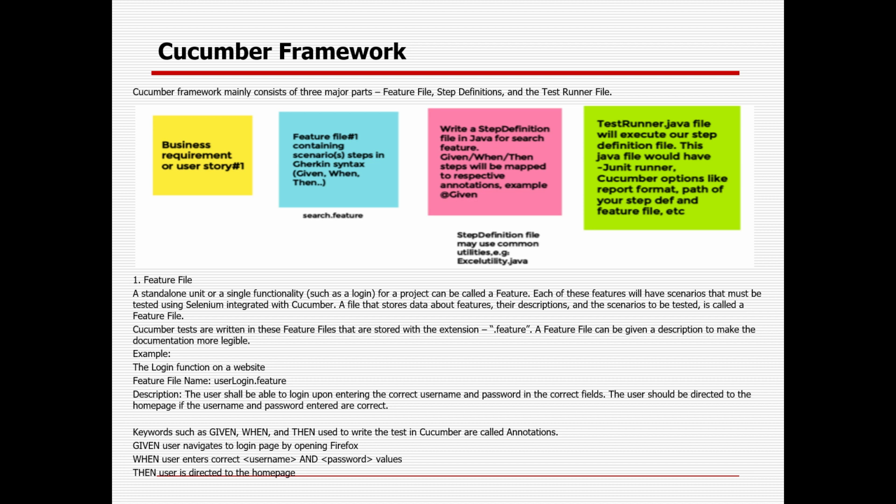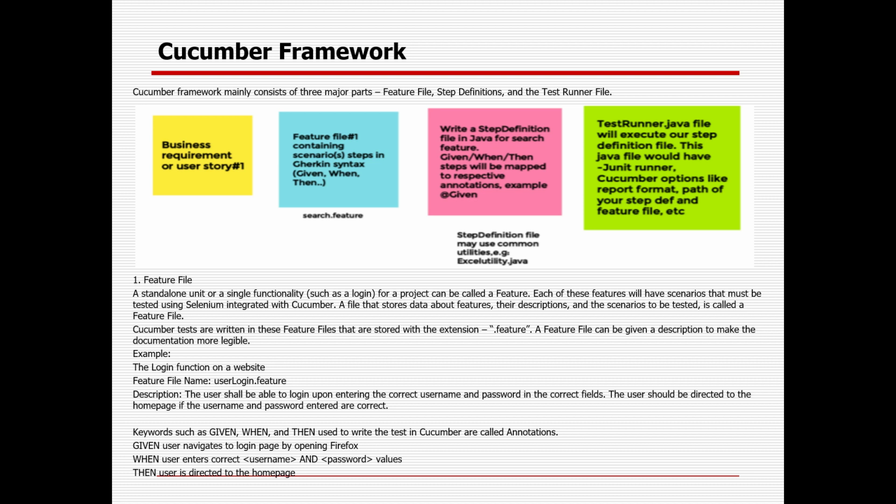A standalone unit or a single functionality, such as login for a project, can be called a feature. Each of these features will have scenarios that must be tested using Selenium integrated with Cucumber. A file that stores data about features, their description, and the scenarios to be tested is called a features file. Now we'll try to create a features file here.